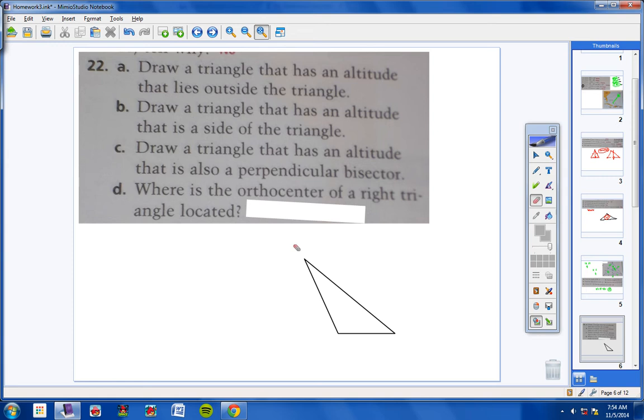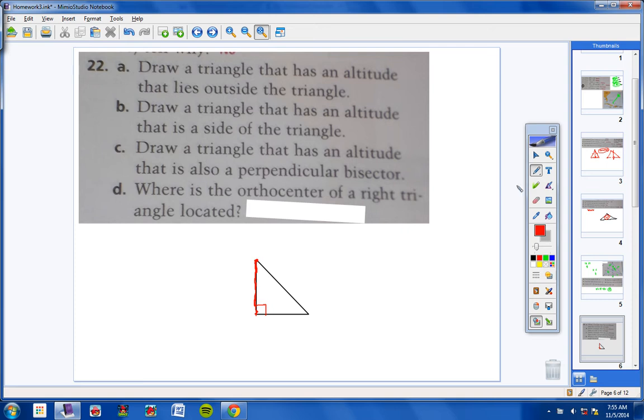Okay, letter B. Draw a triangle that has an altitude that is the side of a triangle. Okay, sounds a little weird, but it's possible. It's definitely possible. Okay, now students, if you draw a right triangle like this, now look, think about it. The altitude that runs from here to here would be the side right here. There it is. So in a right triangle, the altitude is actually going to be the side of the triangle, okay?